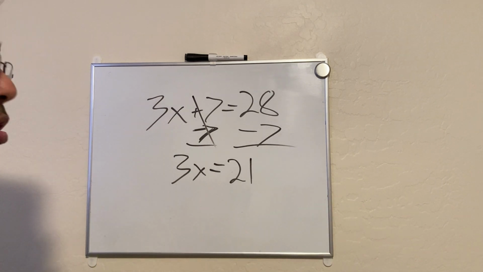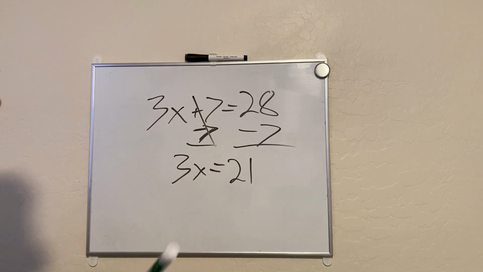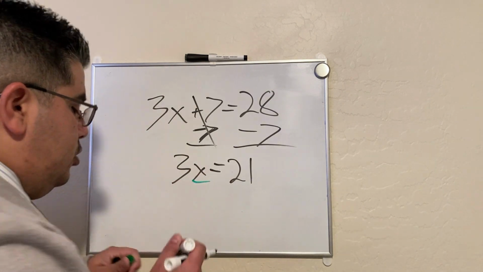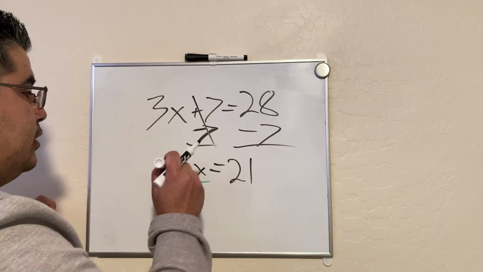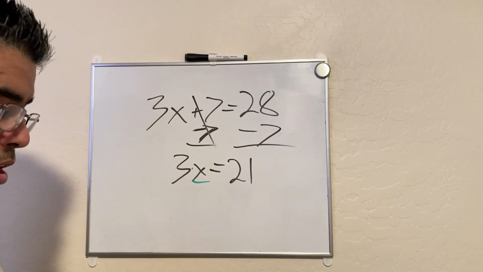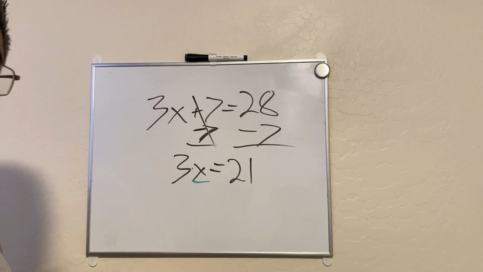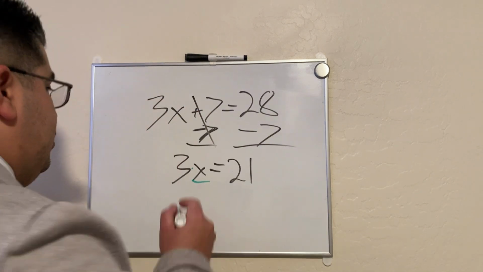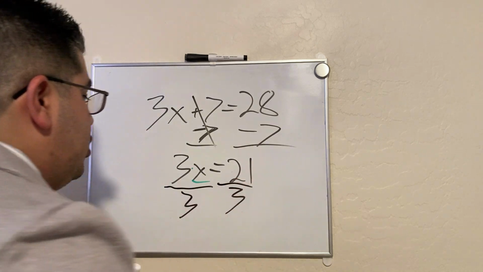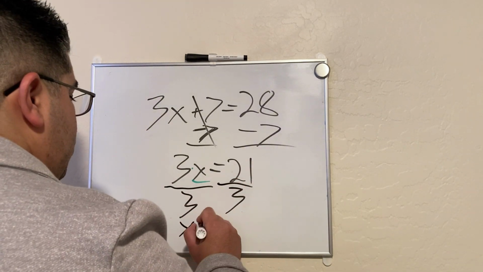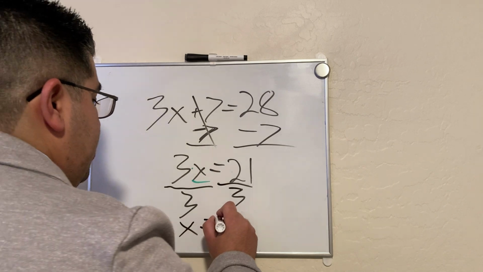Now we have 3x equals 21. We want to get the x by itself. So in this case, what's going on between the 3 and the x is they're being multiplied together. And the opposite of multiplication is division. So we have to divide by 3, divide by 3. So then we have x is equal to 7.